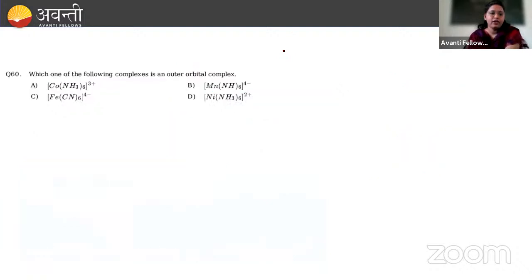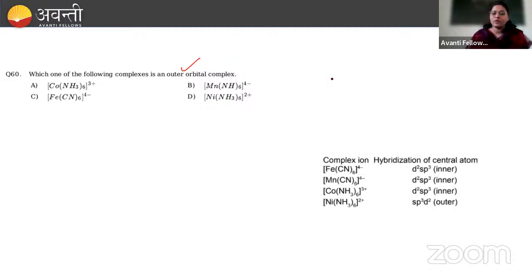Next problem. Which one of the following complexes is an outer orbital complex? So A, B, C, D, 4 options are given. Which among these is an outer orbital complex? Outer orbital complex means it uses the outer d orbitals to form bonds with the respective ligands: copper, manganese, iron, or nickel. So see here, you can see complexes on hybridization of the central metal atom. When these molecules form, they use inner d orbitals. But for the fourth molecule, option D, what is happening?